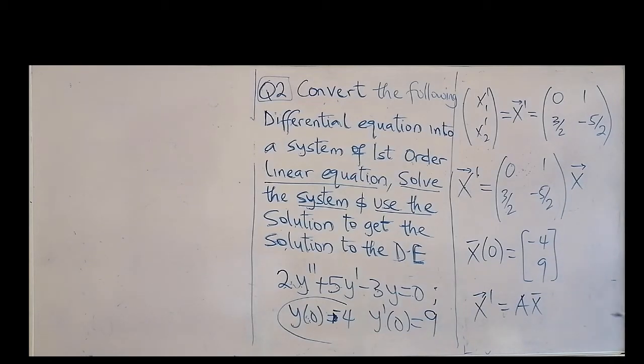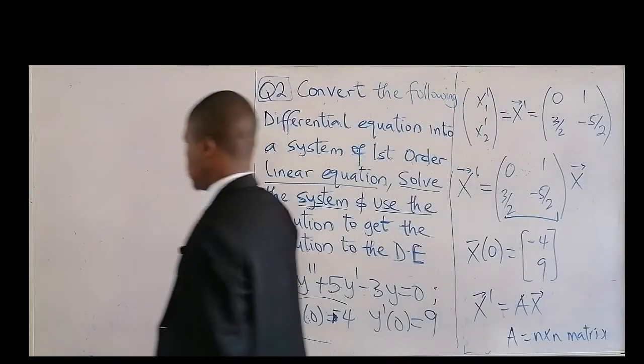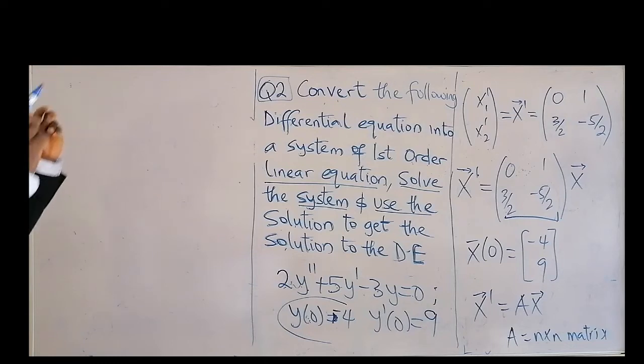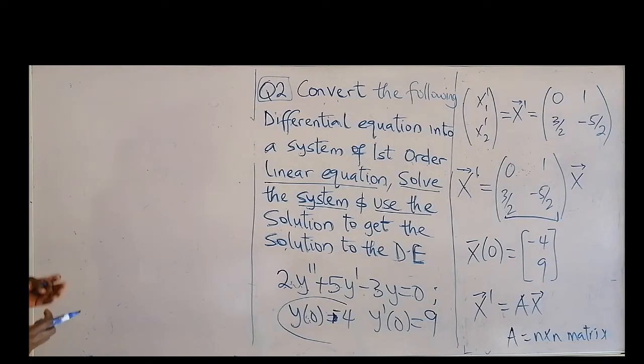Okay, so that conforms to that form. So where A is your n by n matrix. Then the next thing to do to get the solution to the differential equation is to calculate the eigenvalue and eigenvector. Okay, so let's get the eigenvalue first.